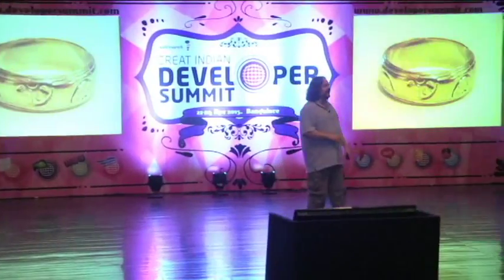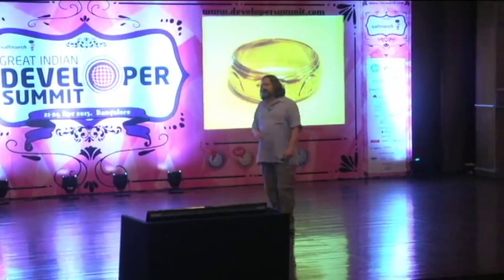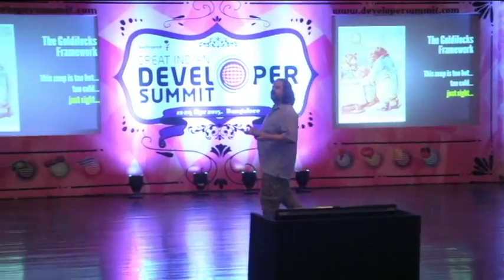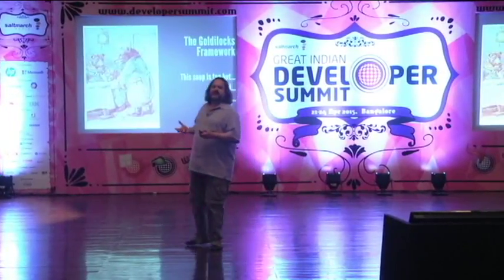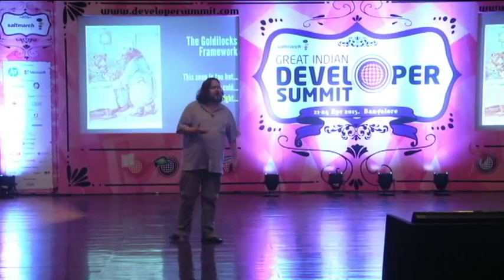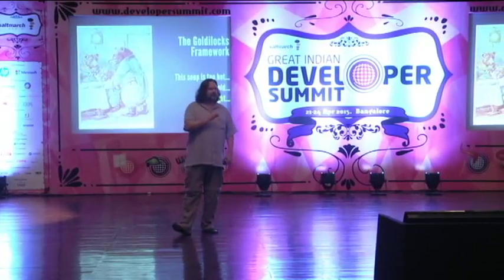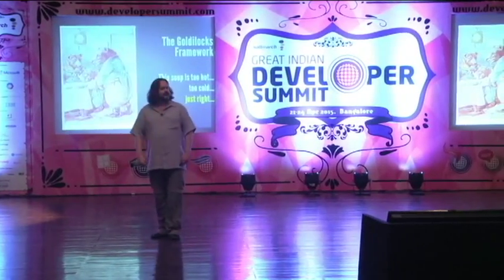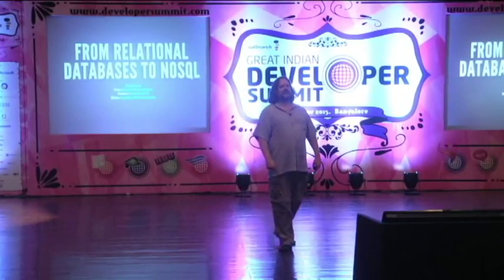Because at the end of the day, there is not one true ring to rule them all. What you want to do is find that Goldilocks solution, that is, a solution that's not too hot, not too cold, not too big, not too small, not too complex, not too simple, but in fact, the perfect solution for what you're trying to solve. And that, my friends, is relational databases and NoSQL.